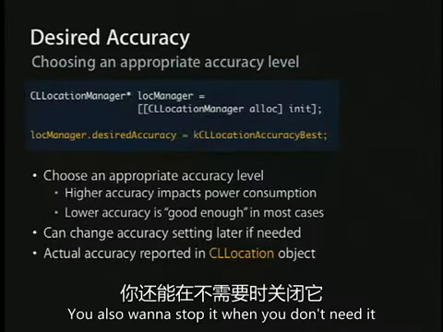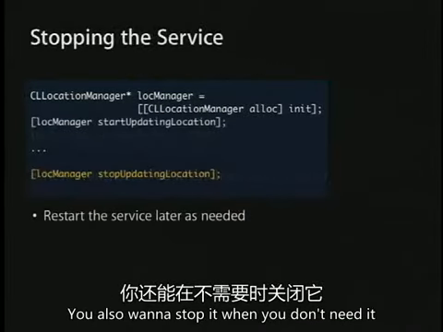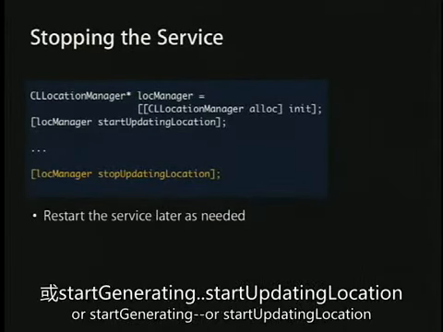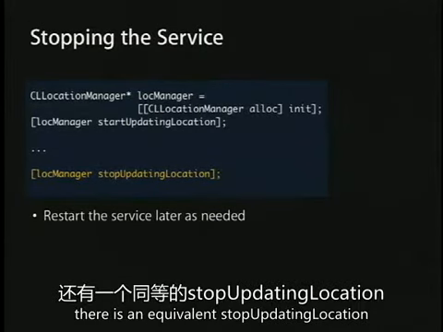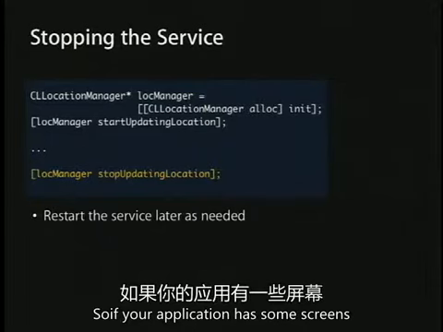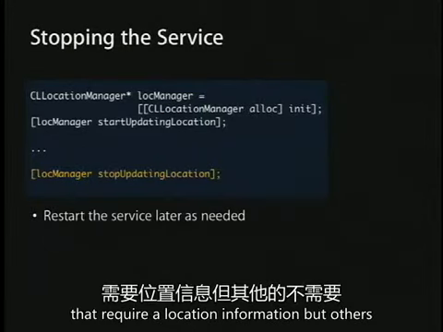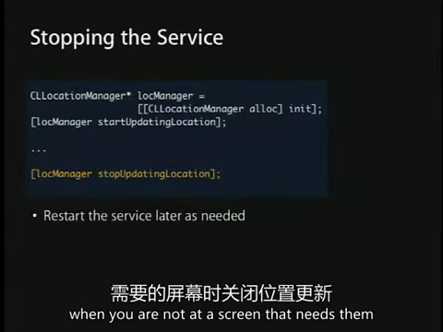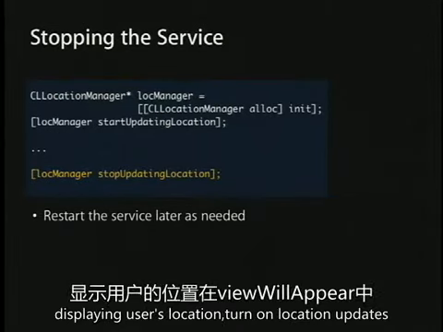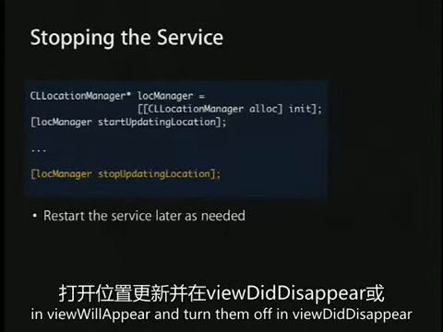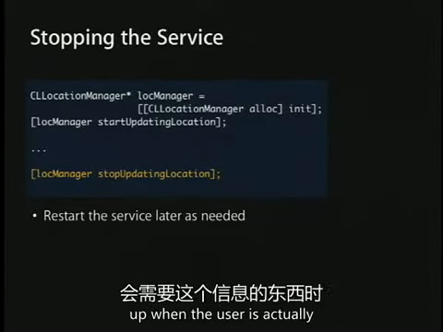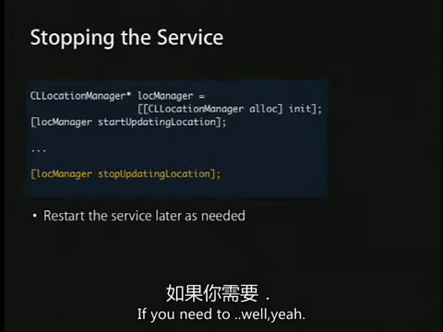You also want to stop it when you don't need it. There's startUpdatingLocation, and there's an equivalent stopUpdatingLocation. So if your application has some screens that require location information but others that don't, then you probably want to turn off location updates when you're not at a screen that needs them. So if you've got some view controller that's actually displaying the user's location, turn on location updates in viewWillAppear and turn them off in viewDidDisappear, or viewWillDisappear, or something like that, so that we only have these pieces of hardware powered up when the user's actually at something that's going to need this information.